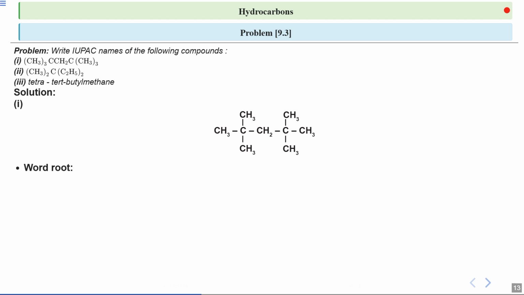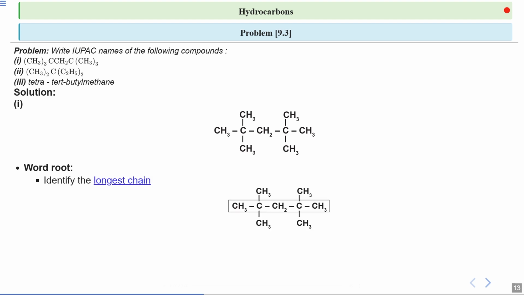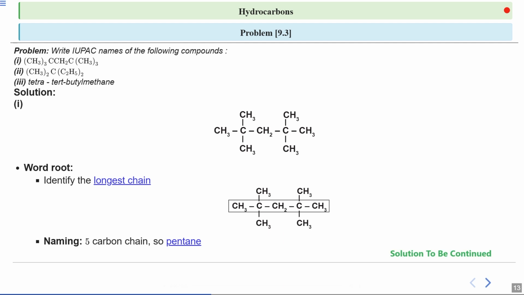Starting with the naming, first we will focus on the word root. The first step is to identify the longest continuous carbon chain in the structure. This chain will form the base of our compound's name. So we have identified the longest carbon chain in the structure, which is highlighted in the image with a square box. This chain consists of 5 carbon atoms, which is an important detail for determining the word root. So with 5 carbon atoms, the word root is pent. And since there are no double bonds, we can call it pentane. Got it? Moving on further.